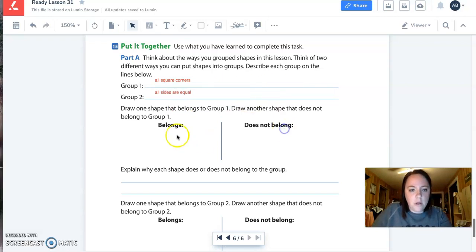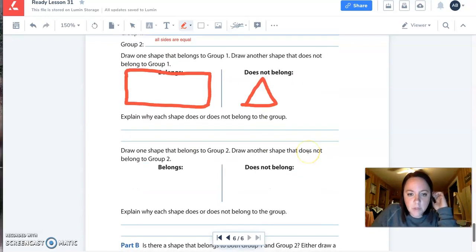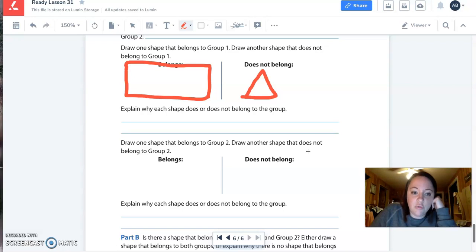All right. Draw one shape that belongs to group 1. So all square corners. Well, we kind of just did that. So it is a rectangle or square. All sides are equal. Well, we just drew that one too. We could do a triangle because you can do equal sides on that one. All right, explain why each group shape does or does not belong to the group.